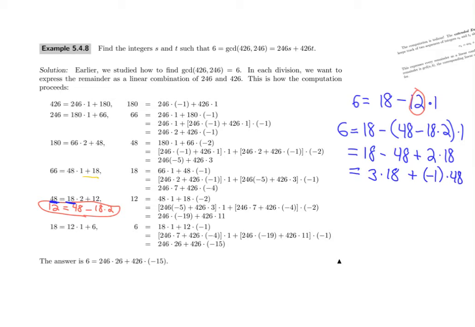I'm writing it this way on purpose to indicate it's an integer linear combination of 18 and 48. Now the next step uses this equation. When I solve it for 18, I get 18 is 66 minus 48 times 1. So I'll plug that in for 18. Again, we're working our way backwards. We're trying to express 6 in terms of 426 and 246. We're working our way gradually to doing that.